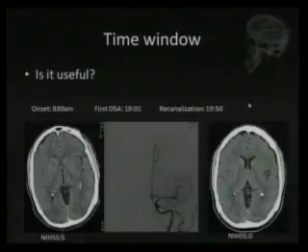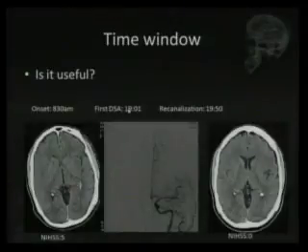So this time window, this is what we have. I mean, we will go by the 6 hours, but is it really clear cut, and is it really useful? Well, you have this patient here with the onset of symptoms at 8:30 a.m. NIH stroke scale of 5. This is the initial CAT scan.